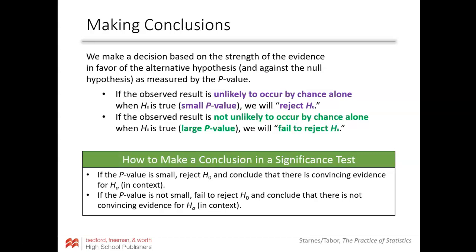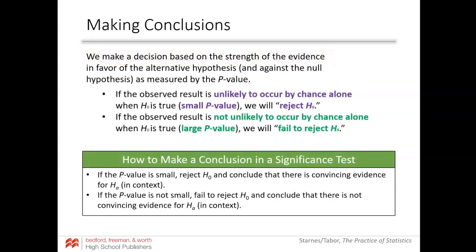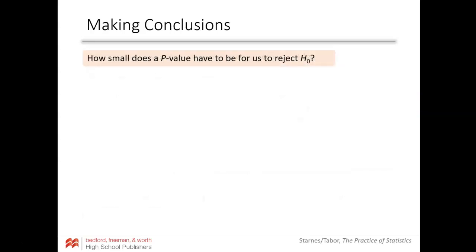So if the p is small, reject the null. And if the p is large, you just fail to reject the null. And there is not convincing evidence for the alternative hypothesis. It's all about convincing evidence.